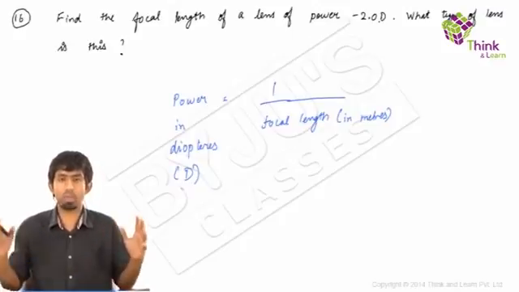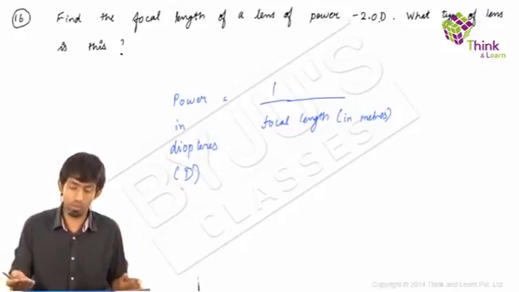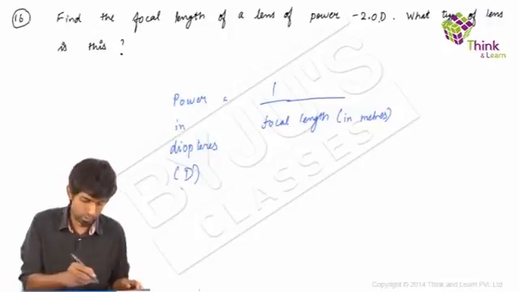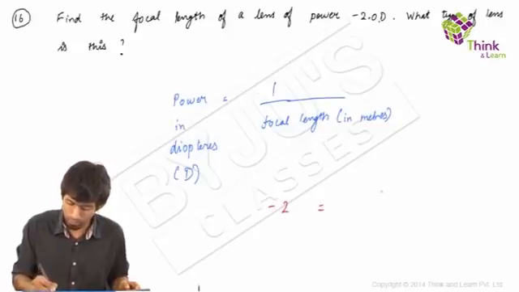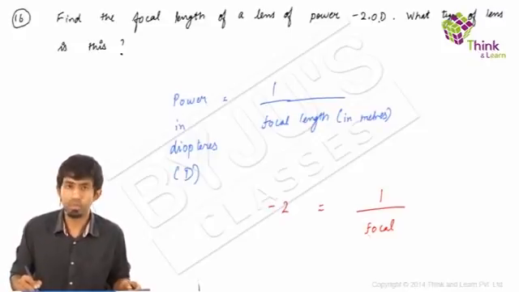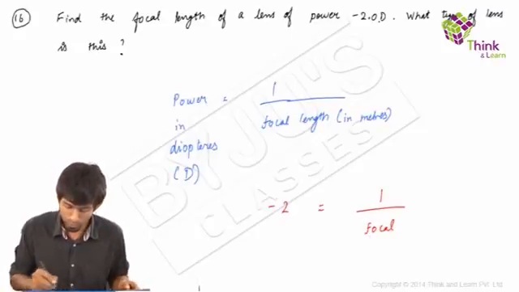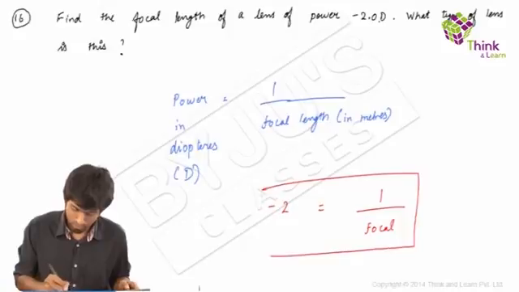So you have power equals 1 by focal length. They've given you the power, asked you the focal length. Now, that is a question that is insulting, right? Yeah, but we'll still do it. Minus 2 is the power. That's equal to 1 by the focal length in meters. So what are we going to do now?